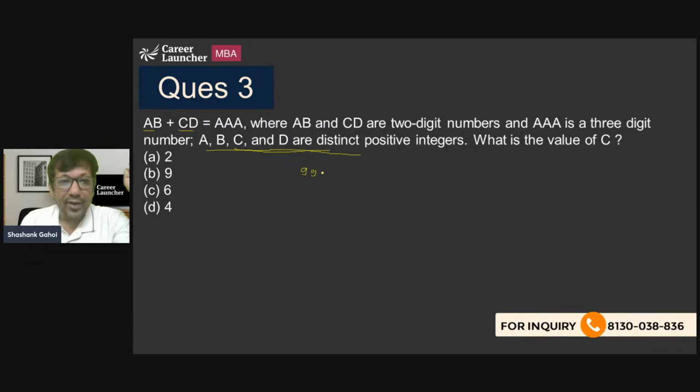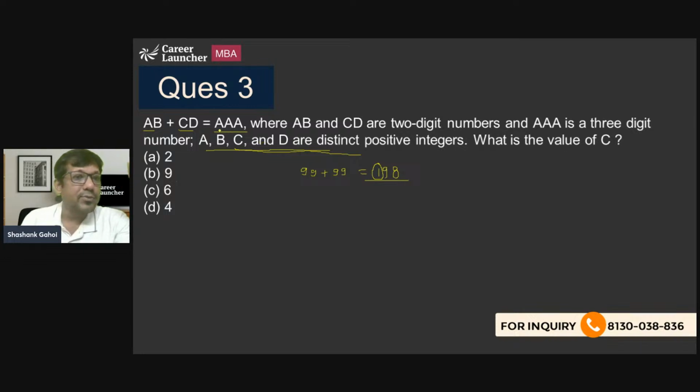What is the value of CD? Again, 99, the largest 2-digit number. I am adding up two largest 2-digit numbers. I am going to get 198. So even if I add the largest 2-digit numbers, my hundreds place is still 1. So it means the value of A cannot exceed 1.